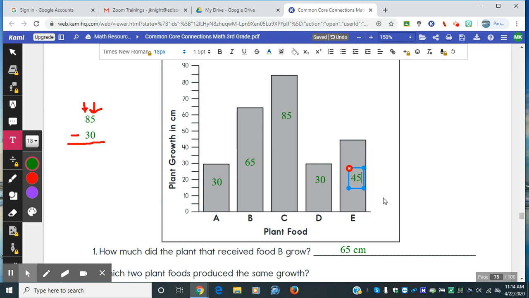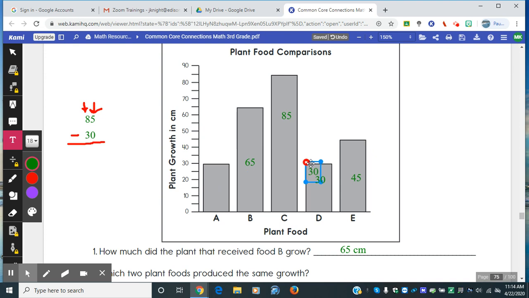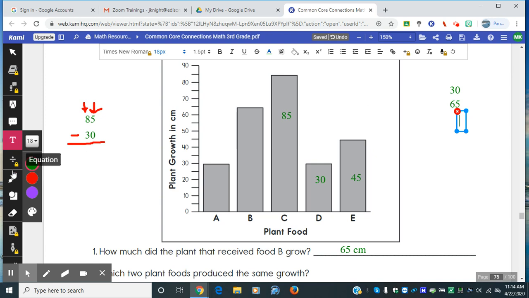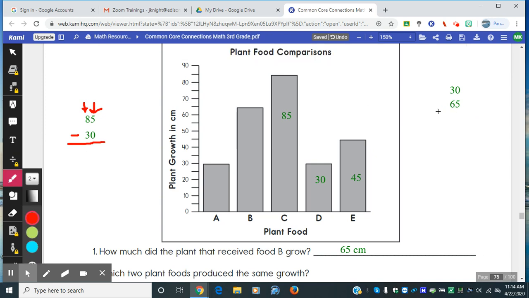And I need to take two of these numbers and figure out if they will add up to 110. So let's say I take the 30 and I add it to the 65 just to see what I get. Let's test it. 0 plus 5, that's going to give me a 5 in the ones place.